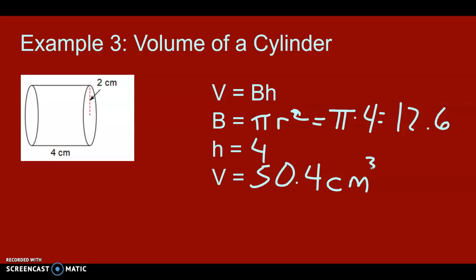So if you understand your area formulas, volume for cylinders and for prisms is fairly simple. Find the area of the base and then times it by the height, which is the distance between those two bases.